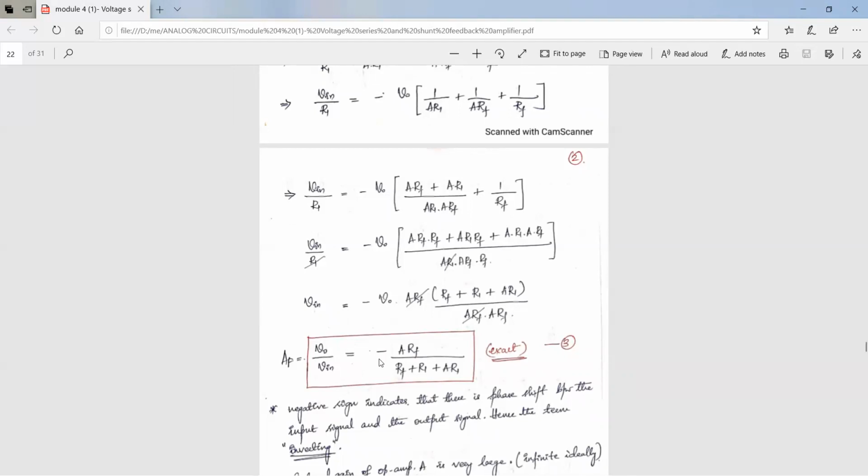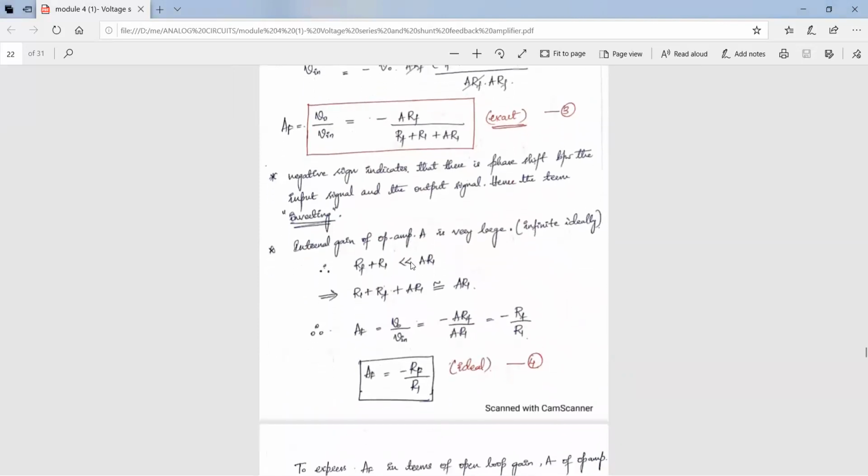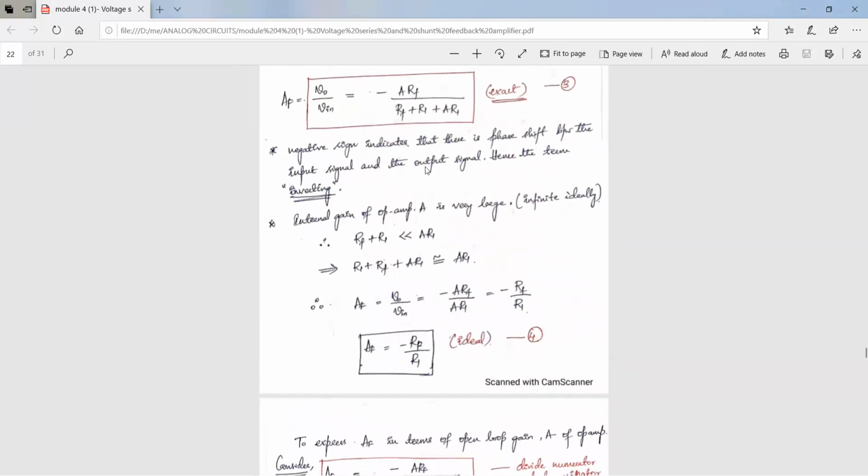This is because it indicates that there is a phase shift between the input signal and the output signal, meaning both the signals are out of phase, because it is an inverting amplifier. And now in the denominator, observe you have A into R1. Now we know that the ideal value of the open loop gain of an op amp is infinite. So A into R1 plus R1 plus RF.